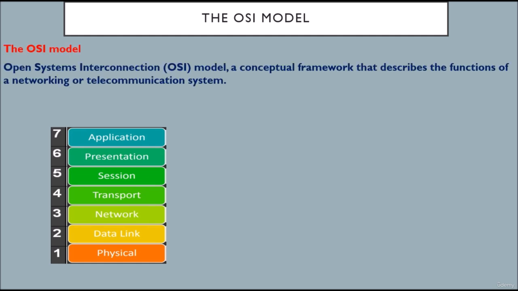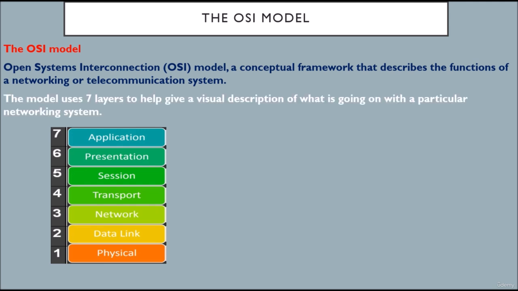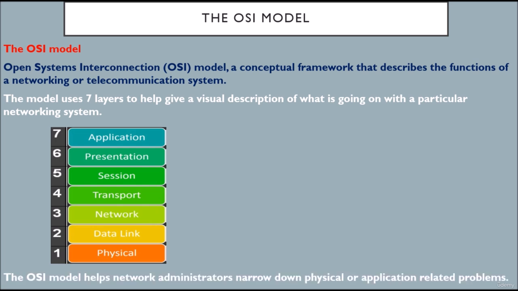Open System Interconnection, OSI model, a conceptual framework that describes the functions of a networking or telecommunication system. The model uses 7 layers to help give a visual description of what is going on with a particular networking system. The OSI model helps network administrators narrow down physical or application-related problems.